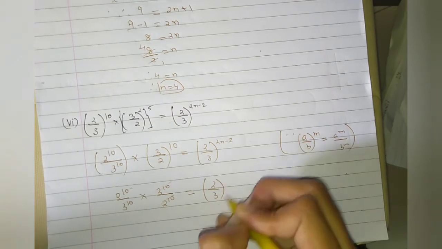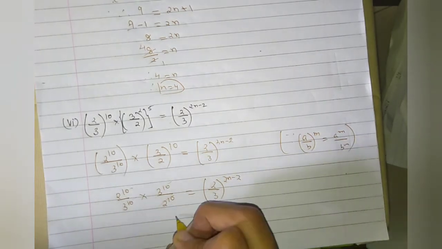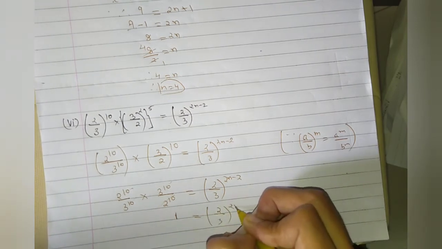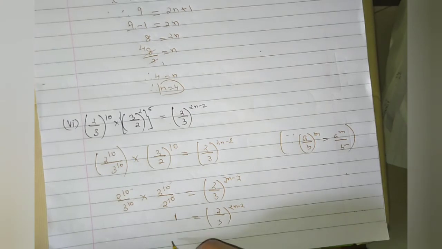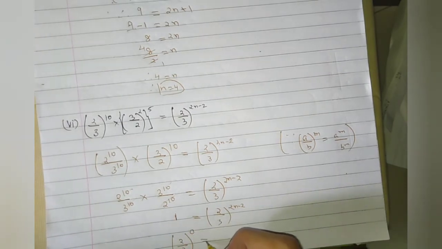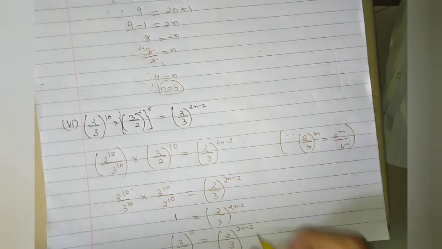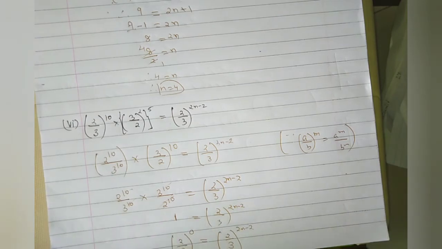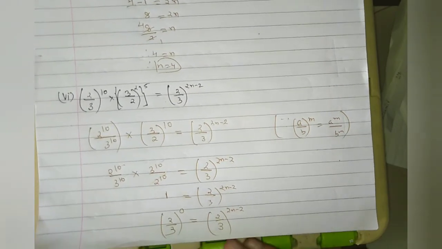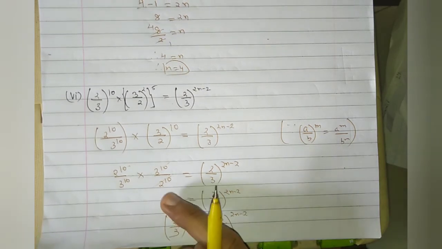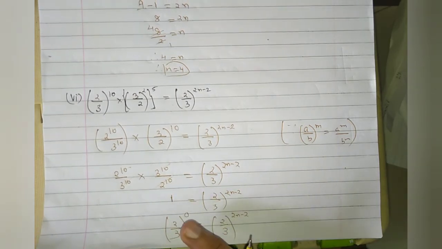So (2/3) raised to 2n minus 2. So the answer here is 1 equal to (2/3) raised to 2n minus 2. Now instead of 1, if I write (2/3) raised to 0, it is equal to 1 only. Okay, so there is no difference between this. So (2/3) raised to 0, I can write it down. So instead of 1 I am writing (2/3) raised to 0.